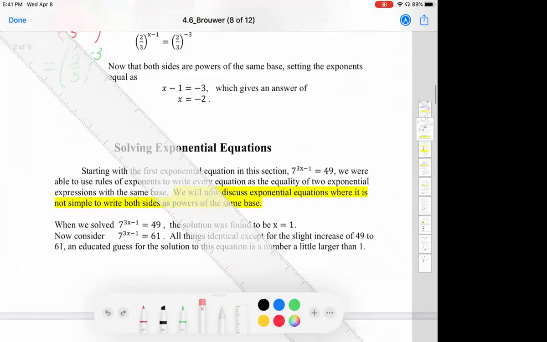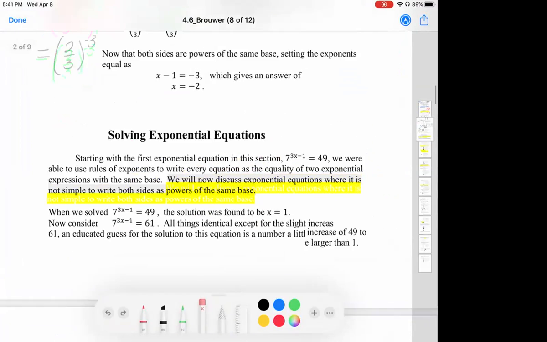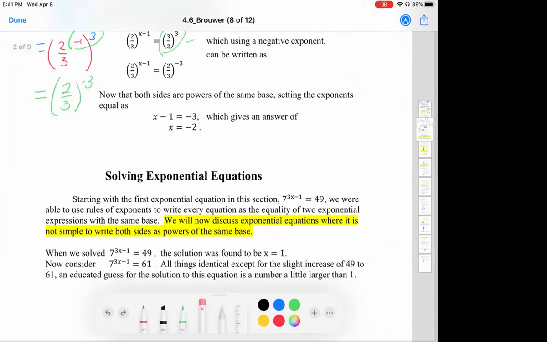So now we can go ahead. So we'll know how to take off that ruler. No, no ruler. Okay. So now we can go ahead and work with our exponents. So that we have x minus 1 is equal to negative 3. We add 1 to both sides, and we're left with negative 2.